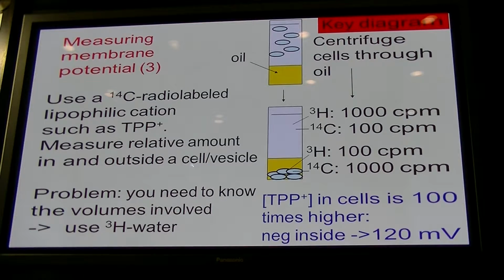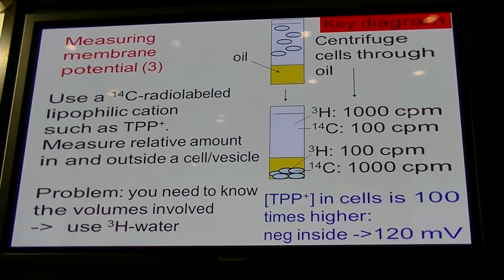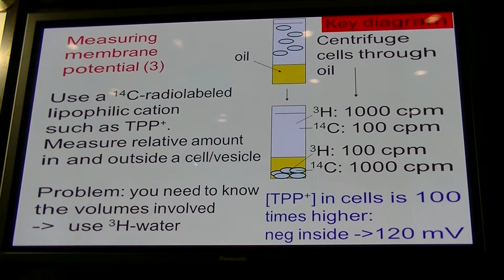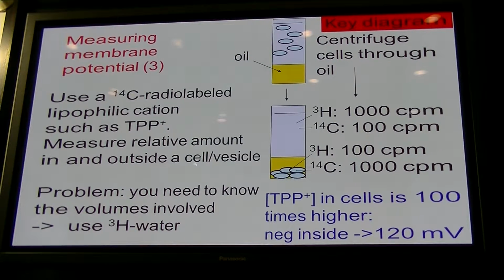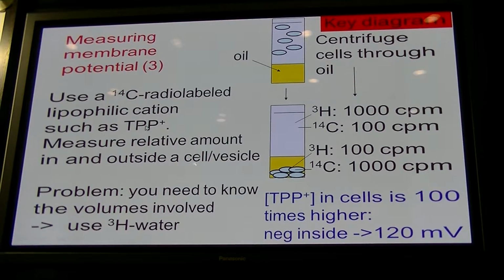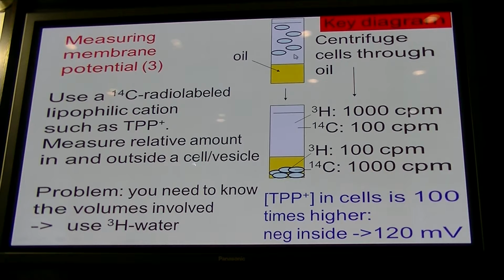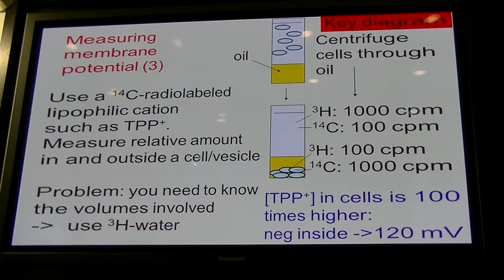But we don't need the amount of TPP, we need the concentration. And concentration by definition is amount in a volume. To get the volume, we need to label the water as well. So we are not only adding the carbon-14 labeled TPP, we're also adding a little bit of water that is labeled with another isotope, tritium. And these isotopes, tritium and carbon-14, can be counted very accurately, very precisely.